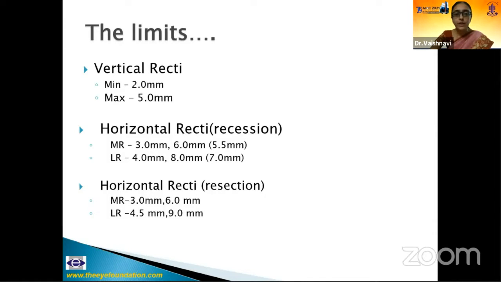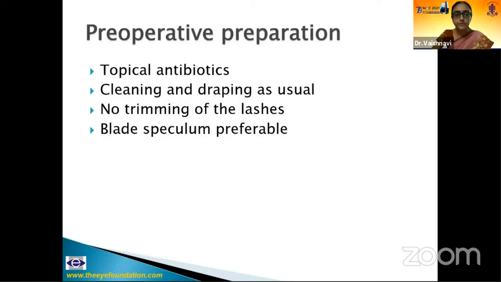For vertical recti, the minimum is 2 millimeters and the maximum is 5 millimeters. For horizontal recti recession, medial rectus minimum is 3, below which it doesn't work, and maximum is 6. Lateral rectus minimum is 4 and maximum is 8. For horizontal recti resection, medial rectus minimum is 3 millimeters and the maximum is 6; lateral rectus is 4.5 and 9.